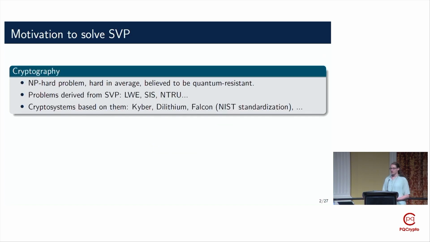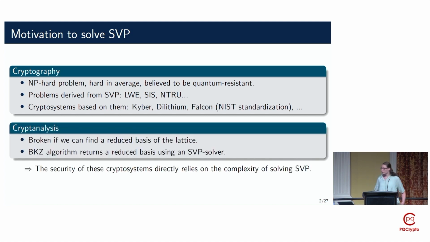So why are we interested in solving this problem? SVP is an NP-hard problem. It is hard on average and believed to be quantum resistant. So it makes it a good candidate for post-quantum cryptography. There are a lot of problems that derive from SVP and a lot of cryptographic schemes based on these problems. So from a cryptanalytic point of view, all these schemes are broken if we are able to compute a reduced basis of the lattice in efficient time.